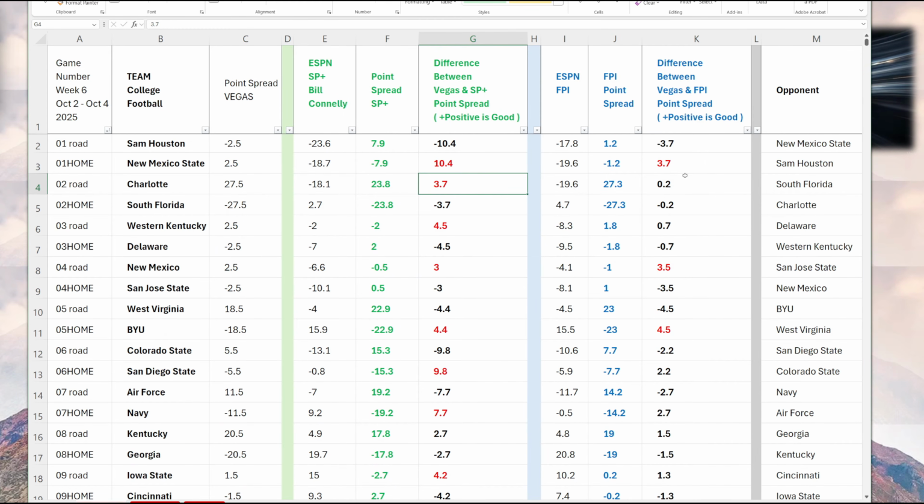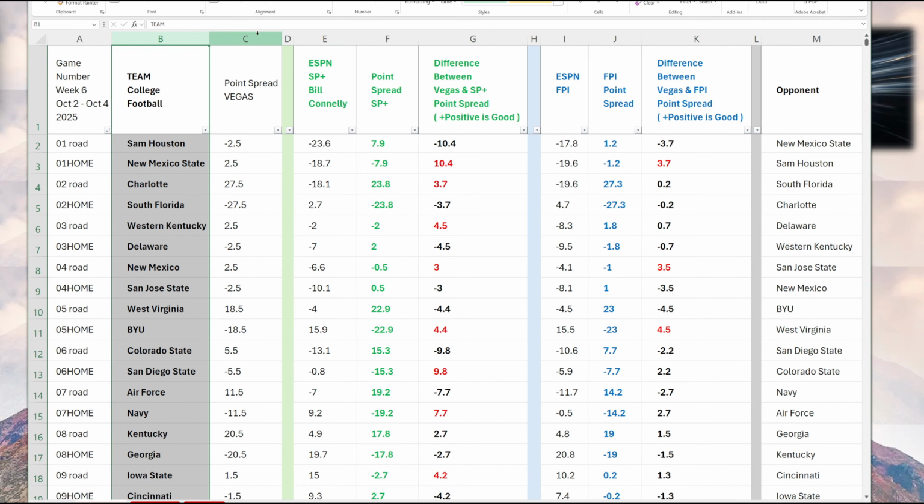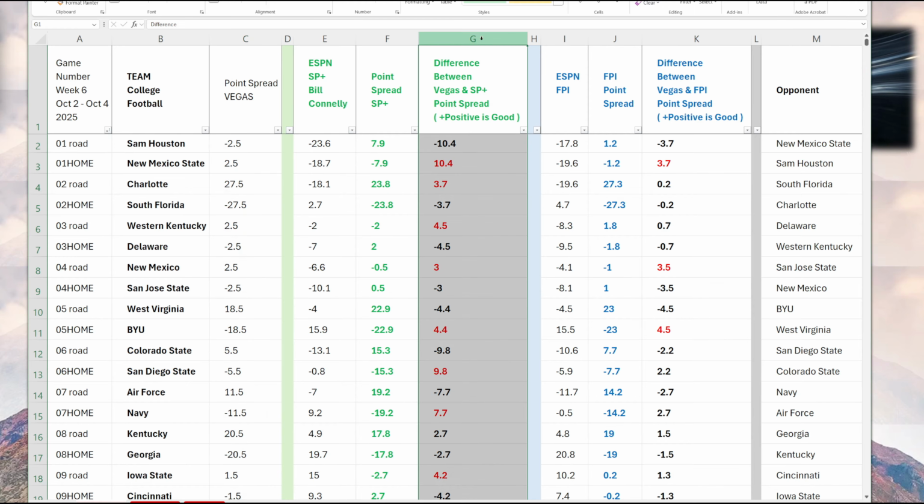So now let me go into the sources of information. But bottom line, the numbers that you're going to go with: you're going to look at the teams, the point spreads, the difference. You want red, you want positive numbers, and you want it to be larger. So 10 is better than 3.